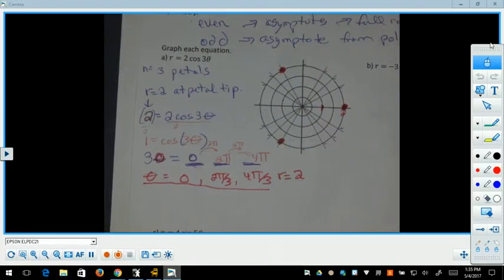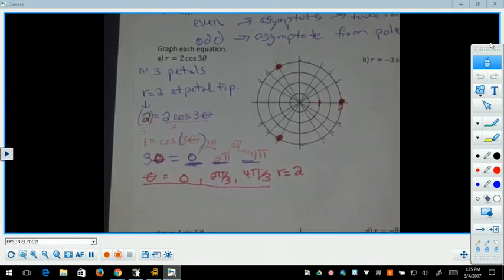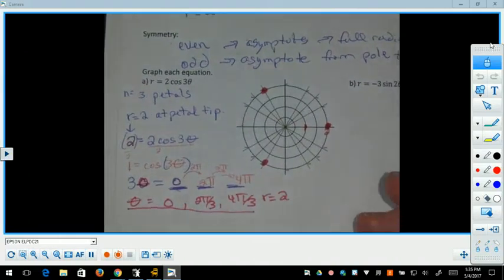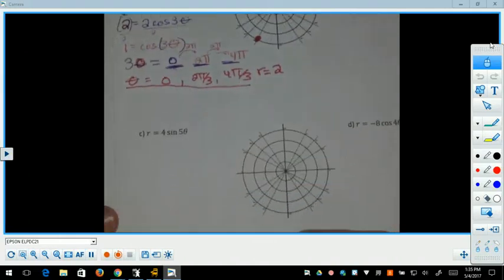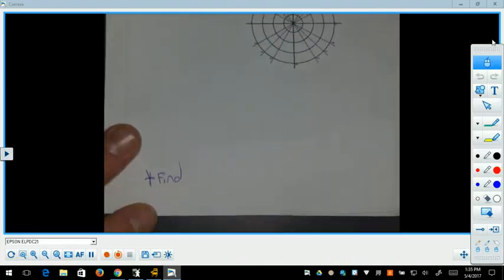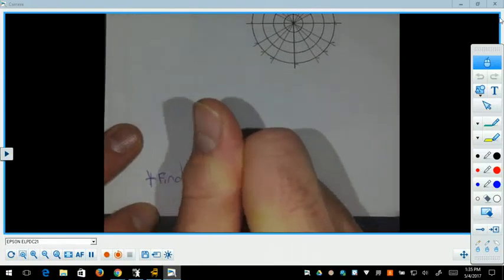Now for the asymptotes, I guess I should have written that up here. To find the petals, we're going to set, hold on, I'll make a note down here. Finding petals. I want you to have a note somewhere. Finding petals.